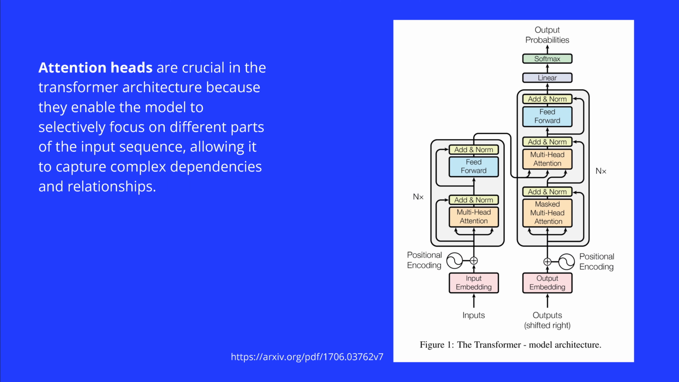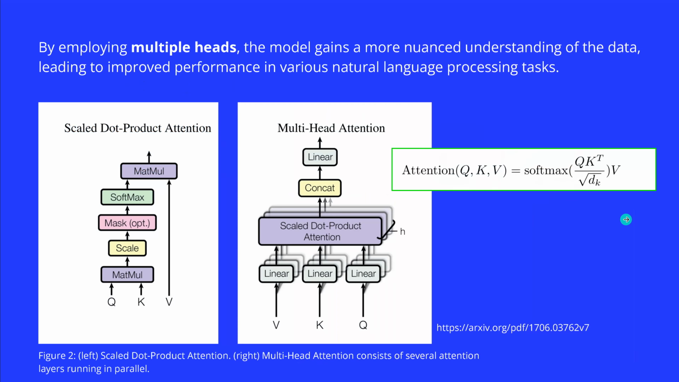the next minute. You know our transformer architecture, our encoder and our decoder part, and we have here attention heads. And those attention heads are crucial in the architecture of a transformer because they enable the model to selectively focus on different parts of the input sequence, allowing it to capture complex dependencies and relationships in our input data. Now, by employing multiple heads, this LLM gains a more nuanced understanding of the data, leading to an improved performance in our task.